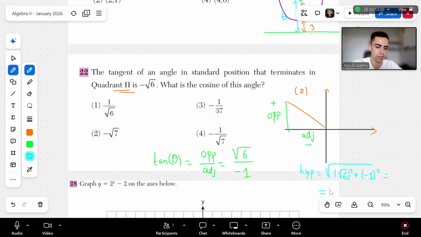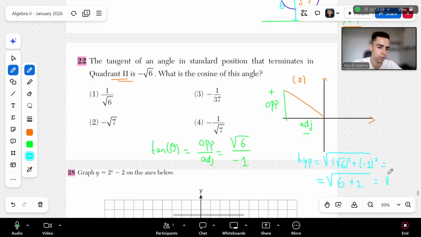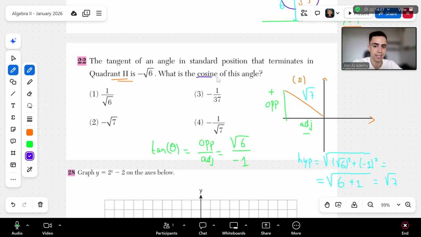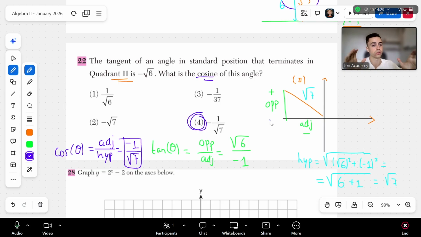And then what are we getting here? This is going to be a square root of 6 plus 1, therefore it's going to be a square root of 7. So this is a square root of 7, and now they are asking for the cosine, no? The cosine, we remember now by SOHCAHTOA, of this angle should be adjacent over hypotenuse. And we know both of them, therefore it's going to be minus 1 divided by a square root of 7. And that's going to be exactly the fourth option. So we went for that one.